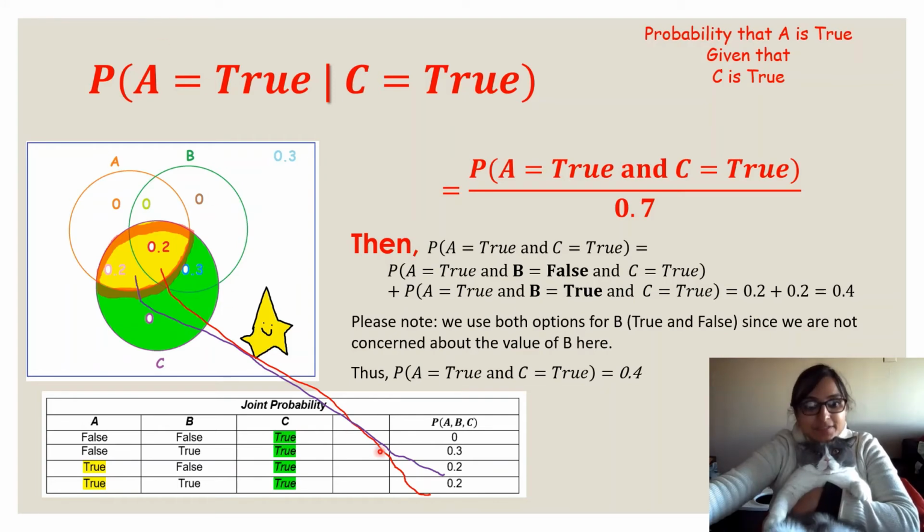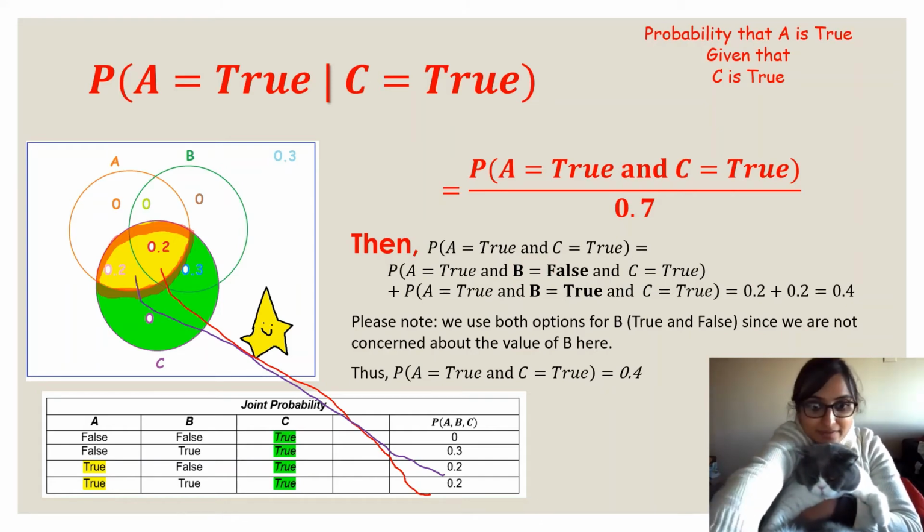So basically, we just use both options for B here, true and false, since we're not concerned about the value of B here. So all we do is we look for the probability that A is true and B is false and C is true, plus the probability A is true and B is true and C is true. So you notice that we consider both options of B, false and true here. The important thing that we're looking for here is that A is true.